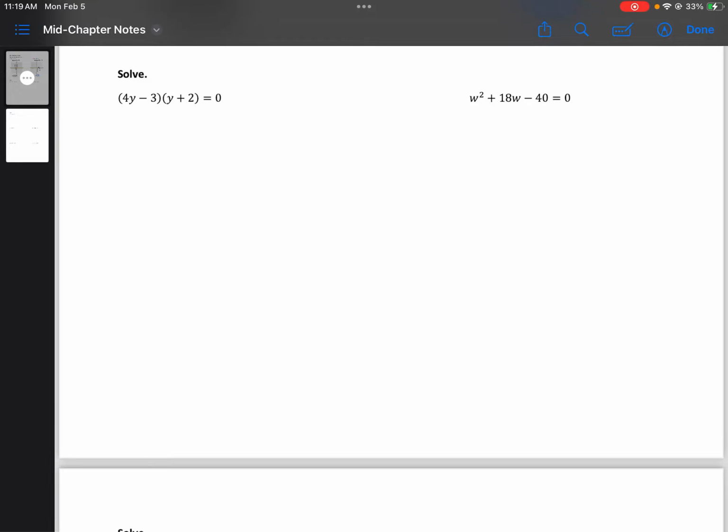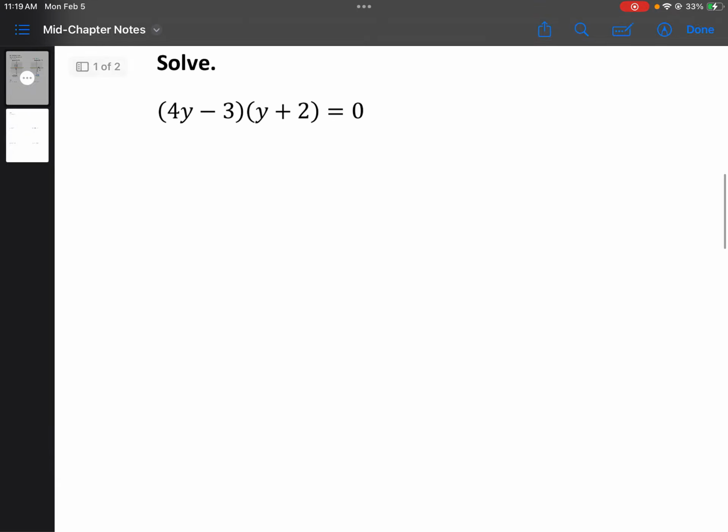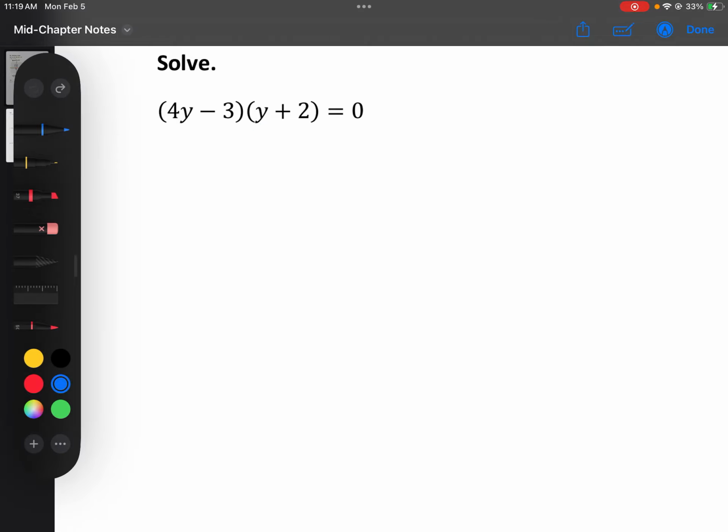For this video, I am going to cover how to solve using factoring. Now, this first problem I'm going to cover is actually already factored. You can tell it's already factored because there's two sets of parentheses right here. When it's already factored, all we need to do is set each factor equal to 0.